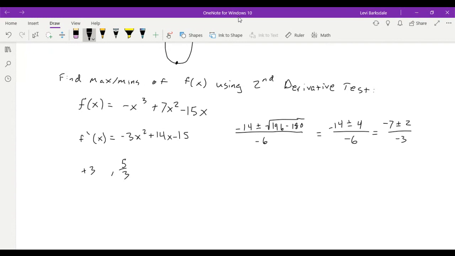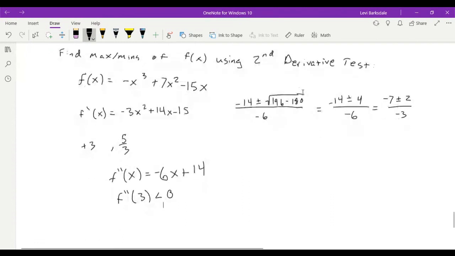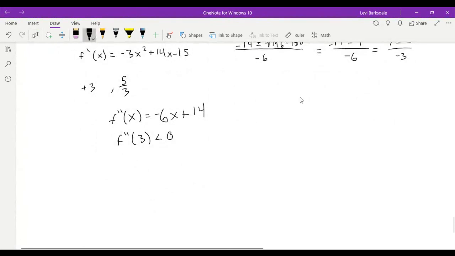And then we would simply plug that into our second derivative, negative 6x plus 14. We plug in a positive 3, we get negative 18 plus 14, which is smaller than 0. So that would be concave down, so it is a max at x is equal to 3.